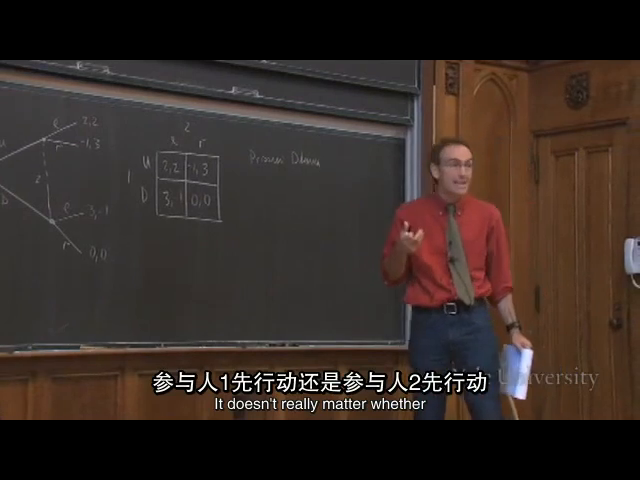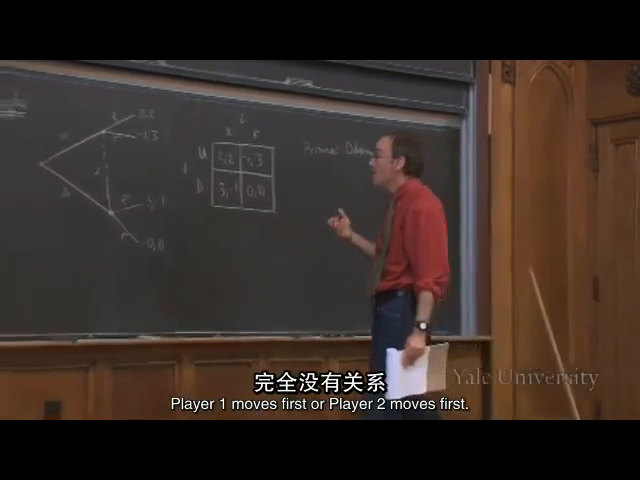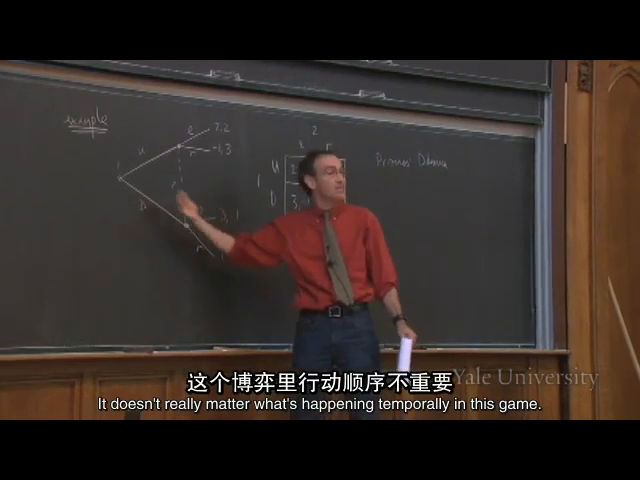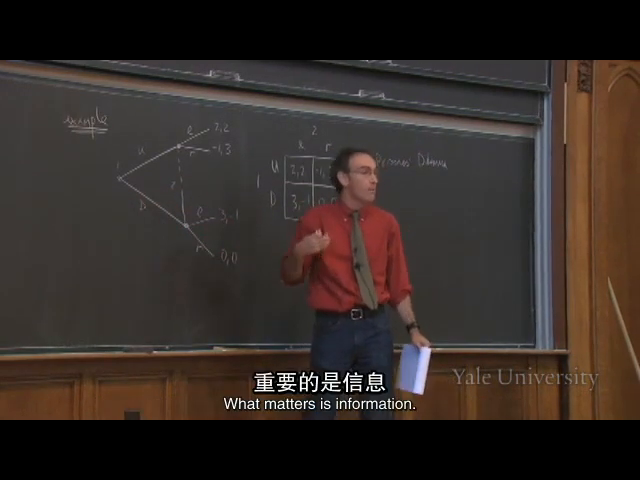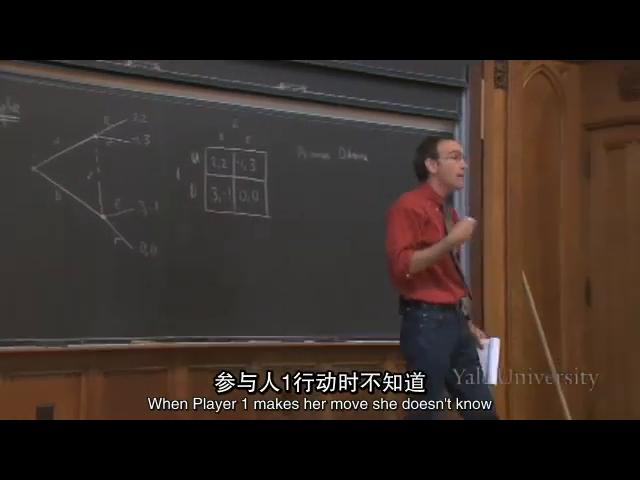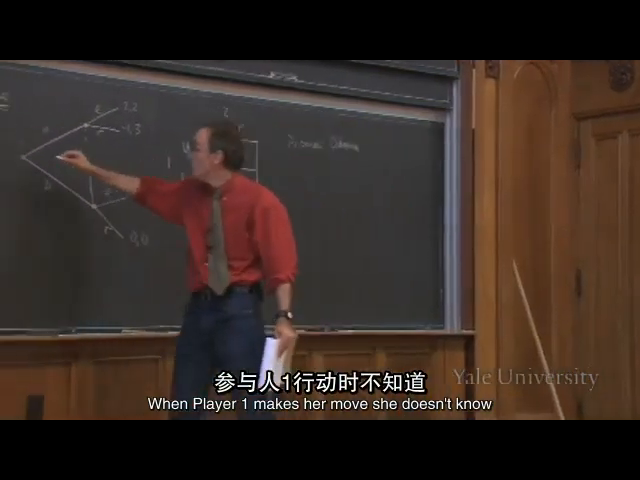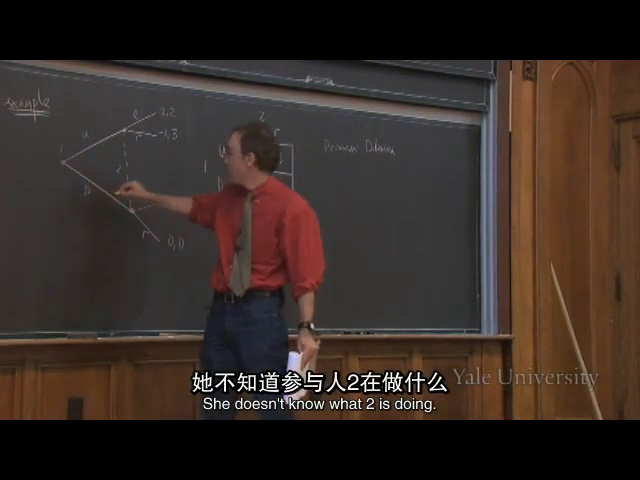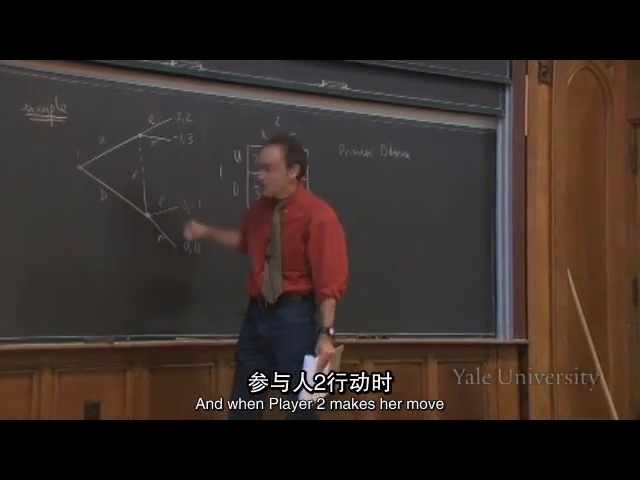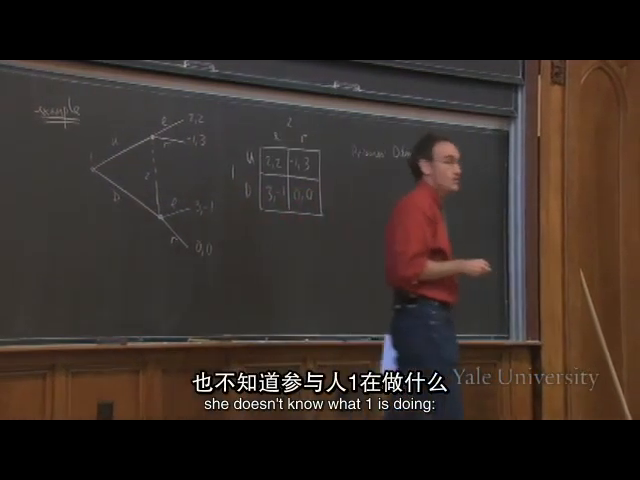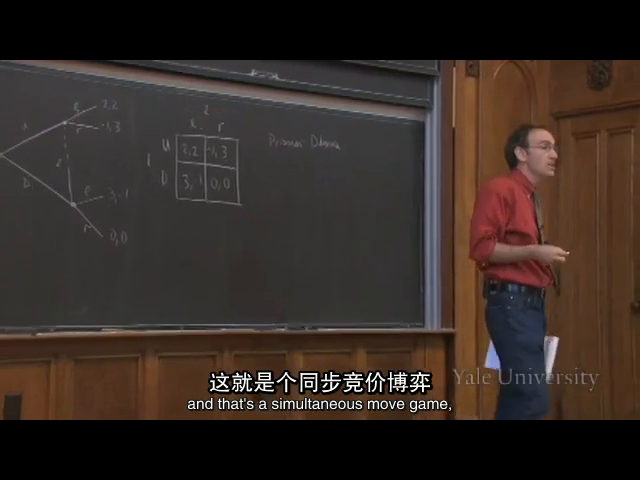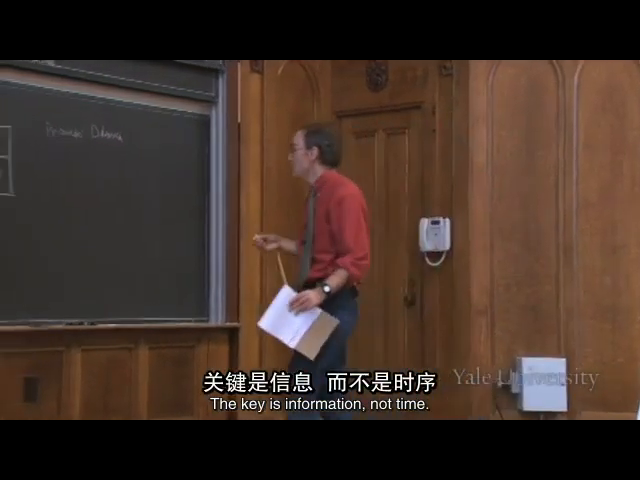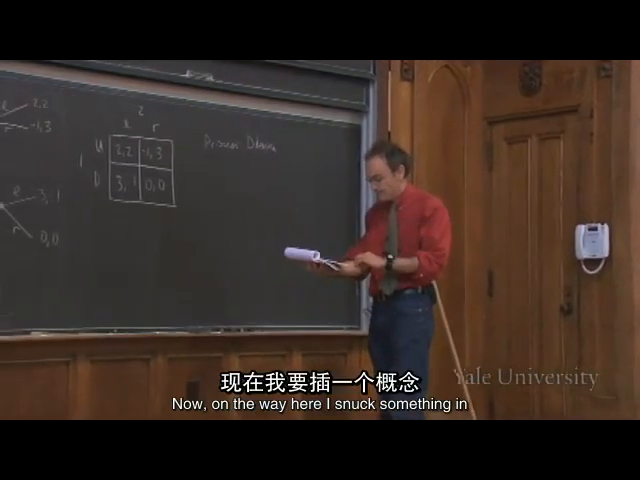It doesn't really matter whether player 1 moves first or player 2 moves first. It doesn't really matter what's happening temporally in this game. What matters is information. When player 1 makes her move, she doesn't know what player 2 is going to do. And when player 2 makes her move, she doesn't know what 1 is doing. And that's a simultaneous move game, even if time is passing. The key is information, not time.